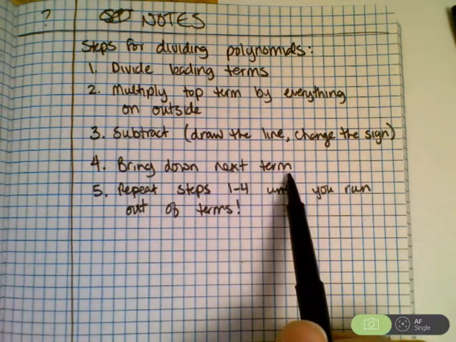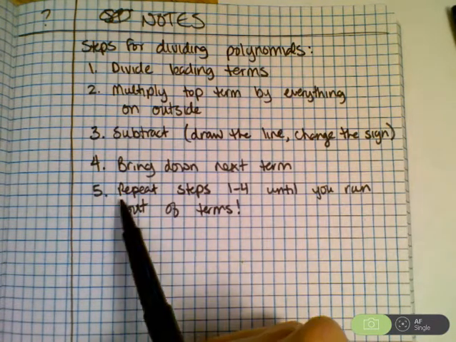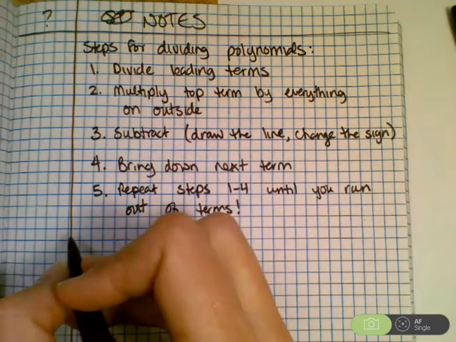I bring down the next term, so the next one from the original problem, and I repeat steps 1 to 4 until I run out of terms. Once I've run out of terms, then I either have a remainder or I have the answer to my problem. I have a 0 left, which means that it's just the answer.